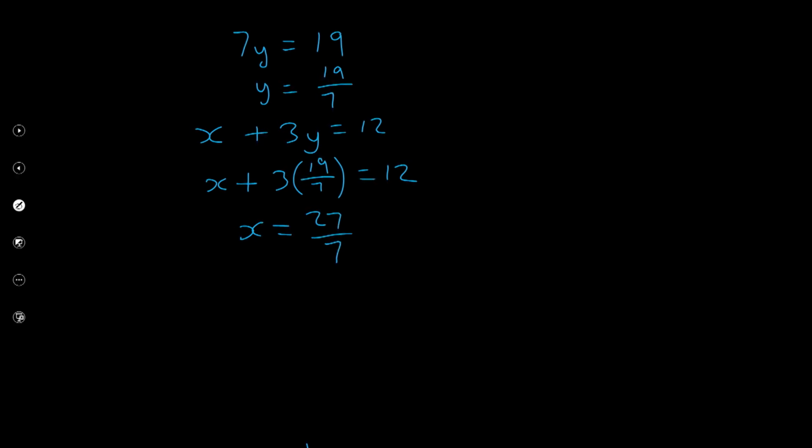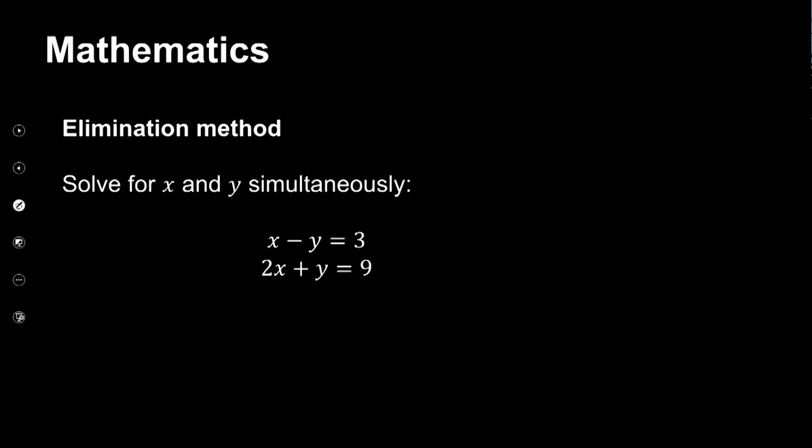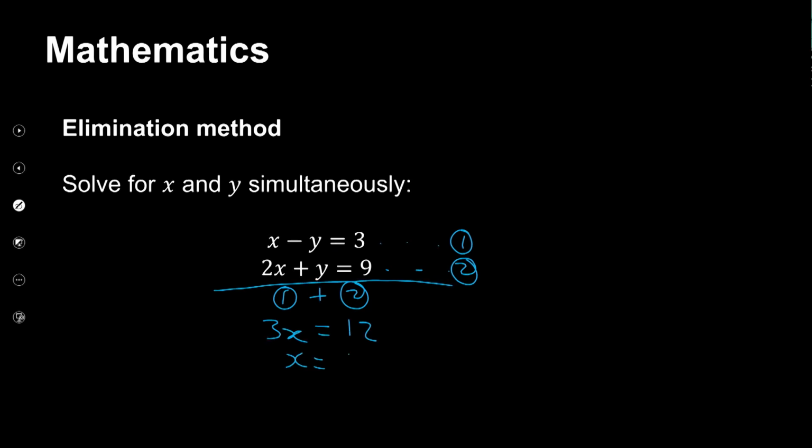So my ordered pair will be the 19 over 7, but that's the y, so the x will be 27 over 7. Now, the last example that we're looking at, this is easy as well. Firstly, you just label this as 1, label that as 2. Then you will just say 1 plus 2. If you add them, you will have 3x equals 12. Then my x is equal to 4.